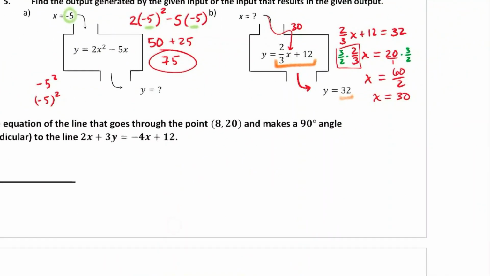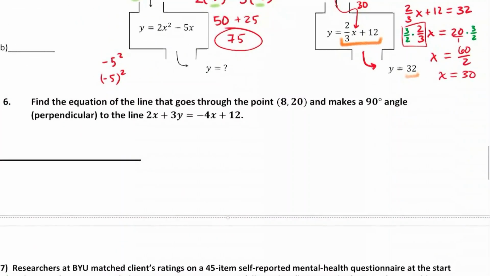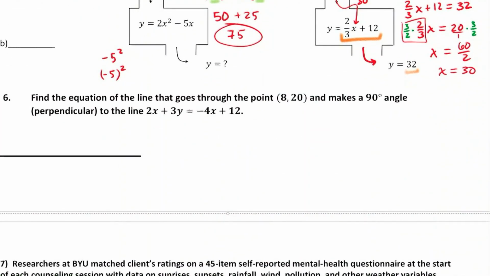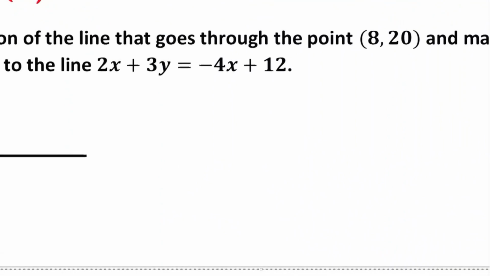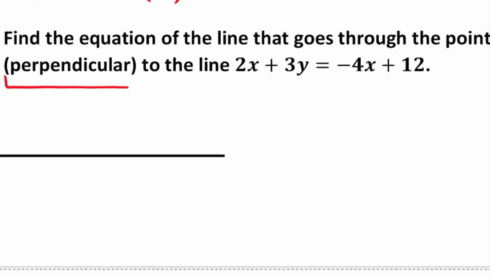Right, last question on this page, number 6. Number 6 says, find the equation of a line through this point, (8, 20), that makes a 90-degree angle. It is perpendicular to this line, 2x plus 3y equals -4x plus 12. Well, the problem with that line is it's not in slope-intercept form, it's not in standard form, it's not in point-slope form. So it's difficult for me to look at it and know what the slope of that line is. Because I'm asked to write a line that's perpendicular to it, I'm thinking I need to know the slope of this line so that I can do the opposite reciprocal to get the slope appropriate for a line making a right angle with it.